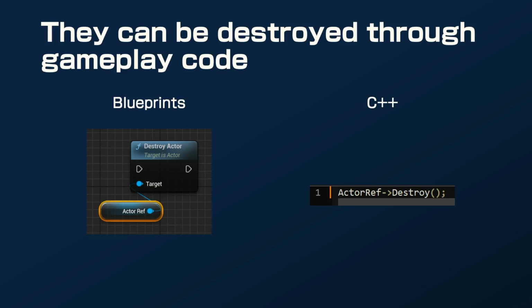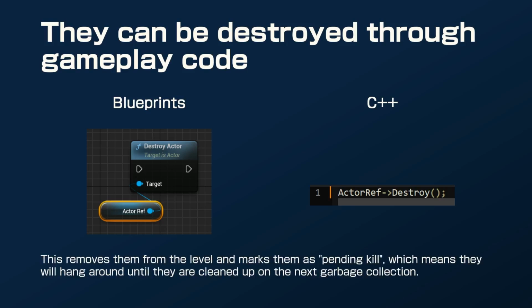Now, we do need to take into consideration that this removes them from the level and marks them as pending kill, which means they will hang around until they are cleaned up on the next garbage collection. So they aren't immediately removed from memory, because accessing the memory takes a little bit of time. Again, when you destroy an actor, it is marked as pending kill and it stops doing the things that an actor does. It just waits until the next time the garbage collection inside the Unreal Engine happens.